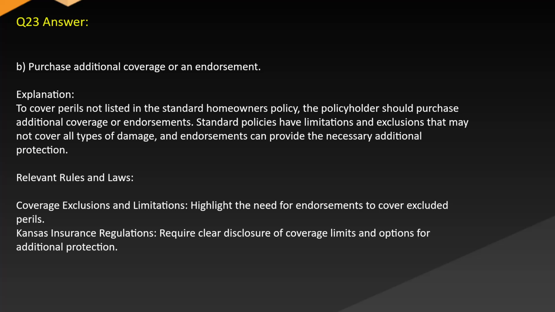Answer. B. Purchase additional coverage or an endorsement. Explanation. To cover perils not listed in the standard homeowner's policy, the policyholder should purchase additional coverage or endorsements. Standard policies have limitations and exclusions that may not cover all types of damage, and endorsements can provide the necessary additional protection. Relevant rules and laws. Coverage exclusions and limitations highlight the need for endorsements to cover excluded perils. Kansas insurance regulations require clear disclosure of coverage limits and options for additional protection.